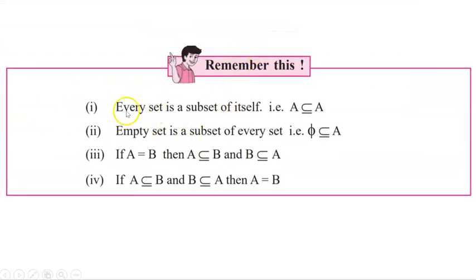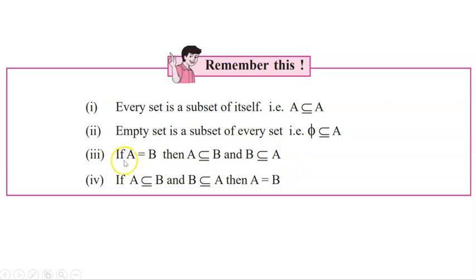Remember this. Every set is a subset of itself. A is a subset of A. म्हणजे प्रत्येक सेट हा आपल्या स्वतःचा सबसेट असतो. Therefore, A is a subset of A. Empty set is a subset of every set. That is, phi is a subset of A. Okay, म्हणजे प्रत्येक सेट मध्ये एम्प्टी सेट असतोच.